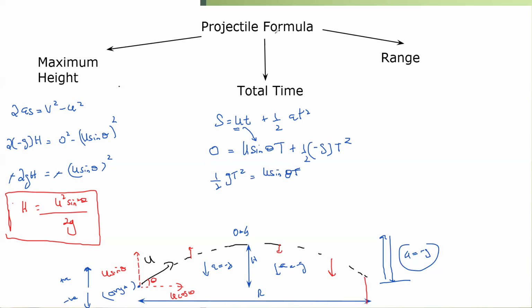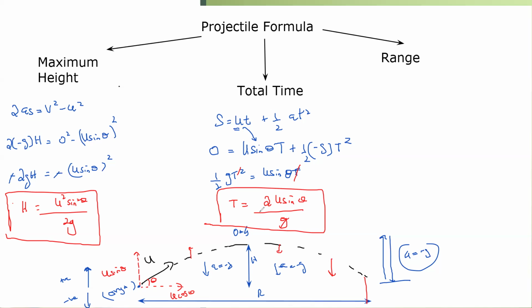And then we cancel this t with the square. So what is the value of t? The 2 will be multiplied, so 2u sine theta divided by g will give us the total time of the flight, how long this projectile will remain in the air. That is the total time of the flight. So 2u sine theta over g is the total time of the flight. Is this formula clear? This is the total time of the projectile, or the time of flight, we can also say.